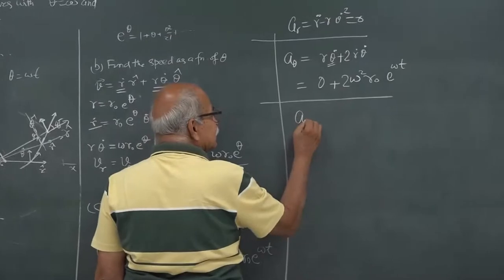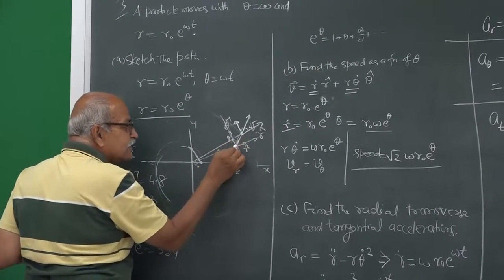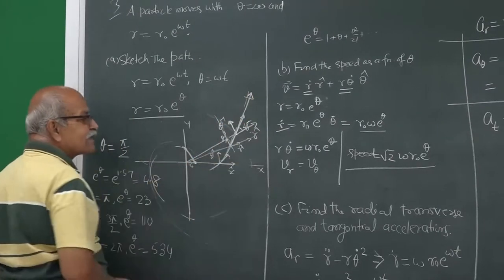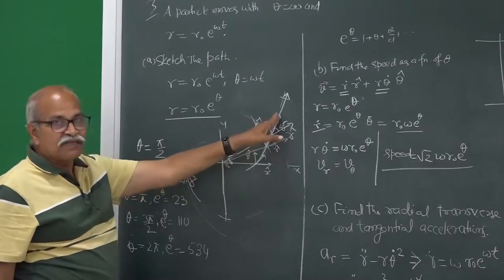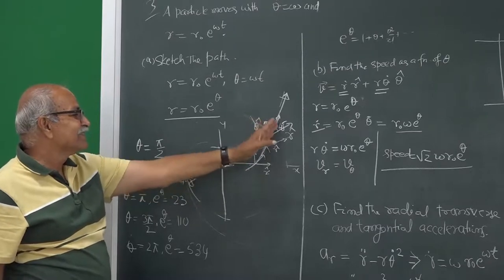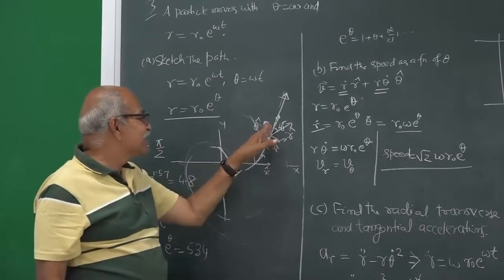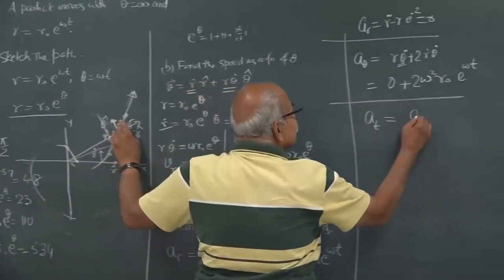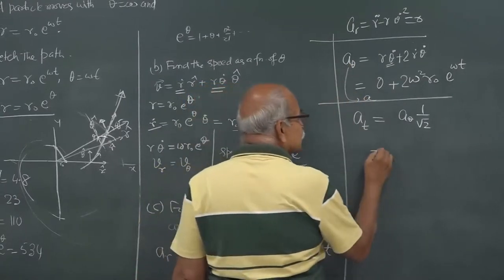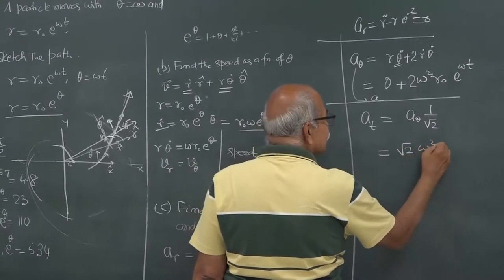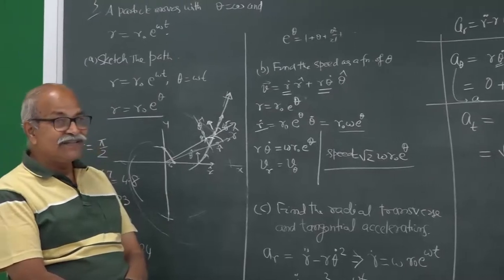Tangential acceleration a_T you can write. What is that? Acceleration along the tangent. If this is the path, then this is the tangential direction. In the theta cap direction you have the full acceleration, so for the tangential component you just multiply by cos of that angle. Since we have seen that this angle is 45 degrees, cos of 45 degrees is 1 by root 2, and therefore it is a_theta times 1 by root 2. So this is root 2 times omega square r naught e power omega t, or e power theta if you so wish. That gives you the tangential acceleration.